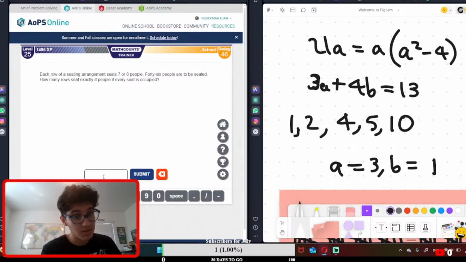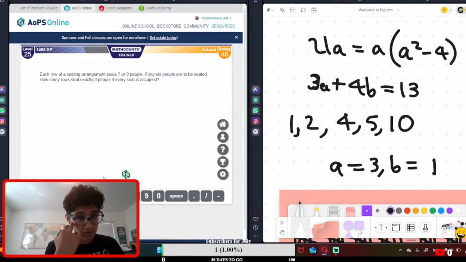Okay. Each row of a seating arrangement seats 7 or 8 people. 46 people have to be seated. Okay, so you can have 40 and then you do 6 sevens. So, no, sorry. Six. So there'll be 4 with 8, which means 32, and then there are 14 left. So there'll be 4 with 8, 2 with 7. We could have set up a system, but I did something in my head. I think I guessed, but that seems correct to me.